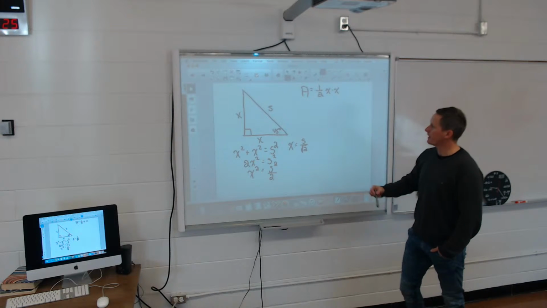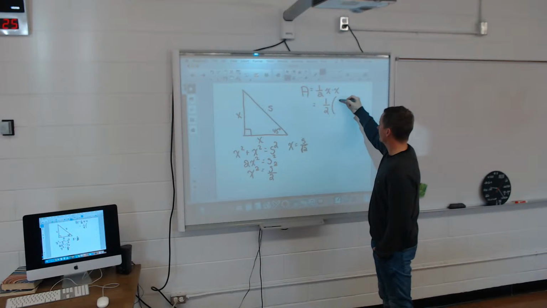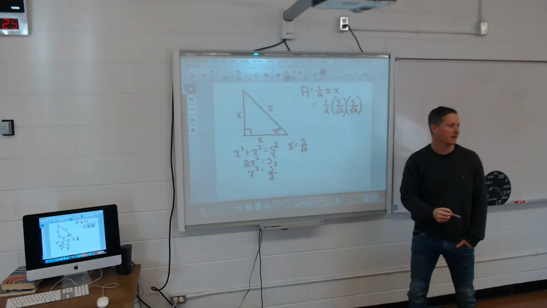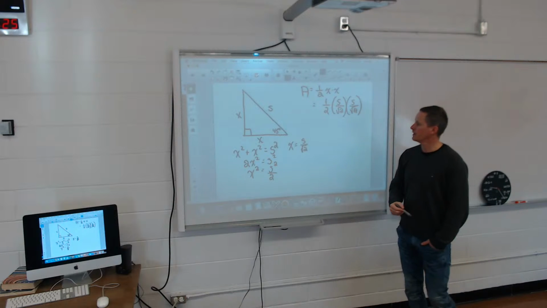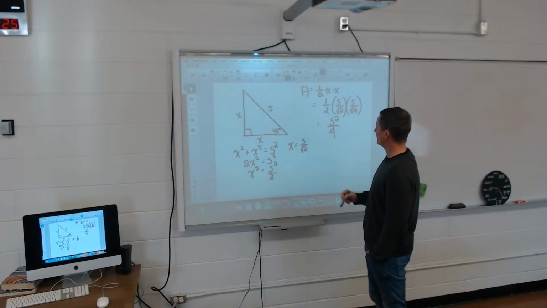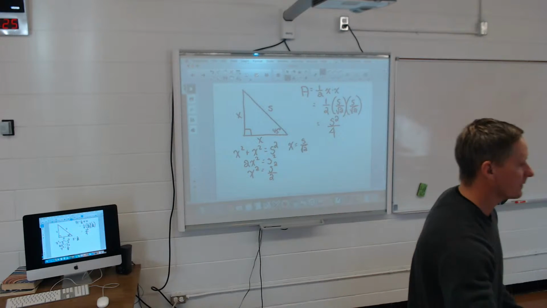Okay? So now I substitute it in. I've got 1/2 s over square root 2 times s over square root 2, like that. Okay? There's not a lot of radical. I suppose there's a little bit of radical work there, but multiplying across the top and multiplying across the bottom, and that's where I end up with right there. Okay?